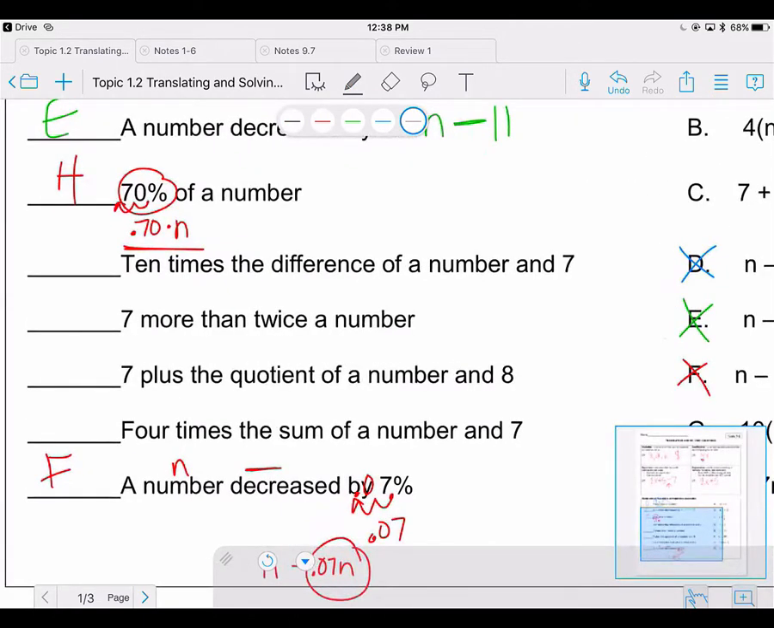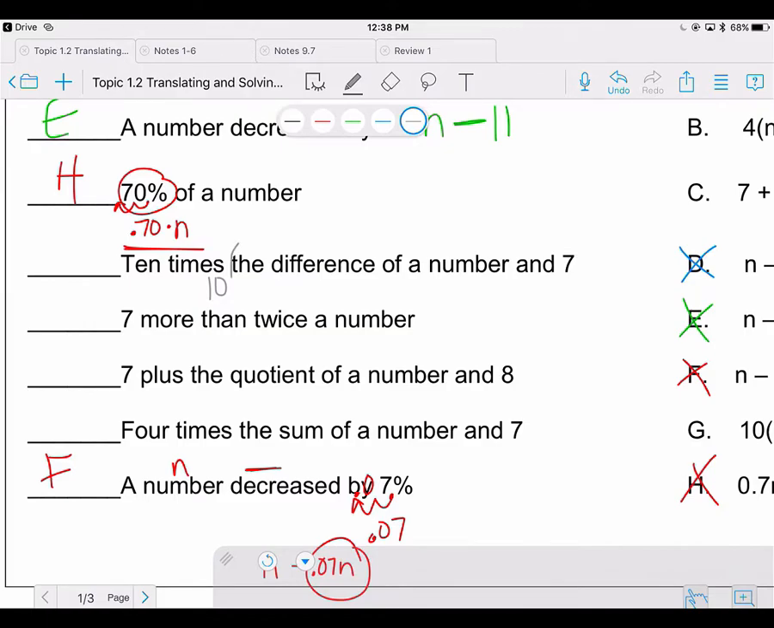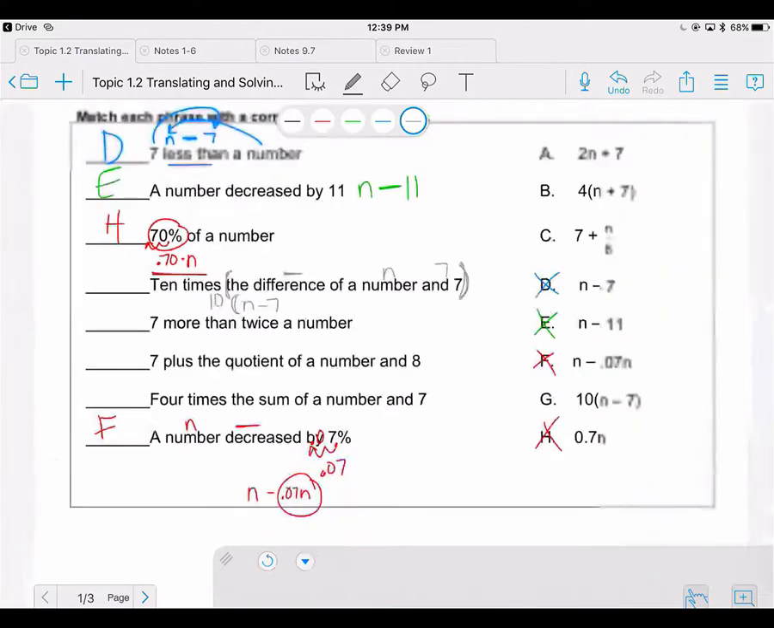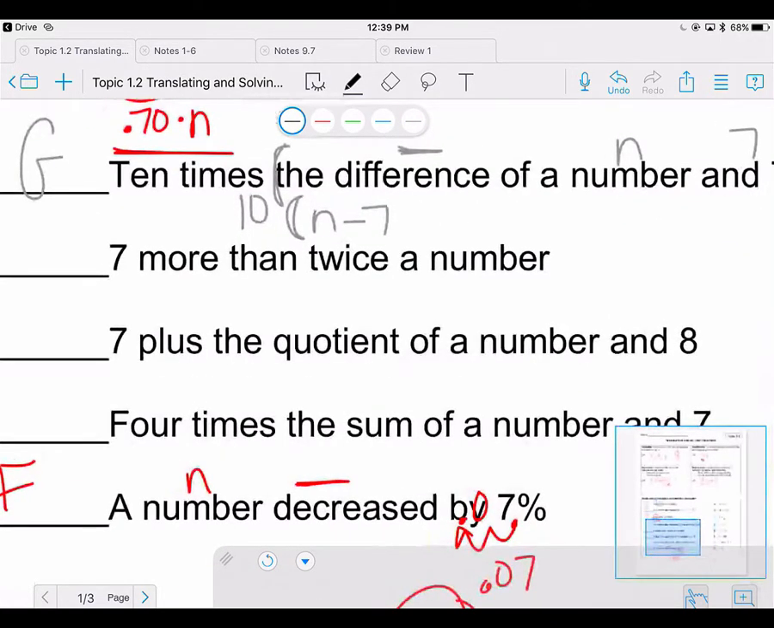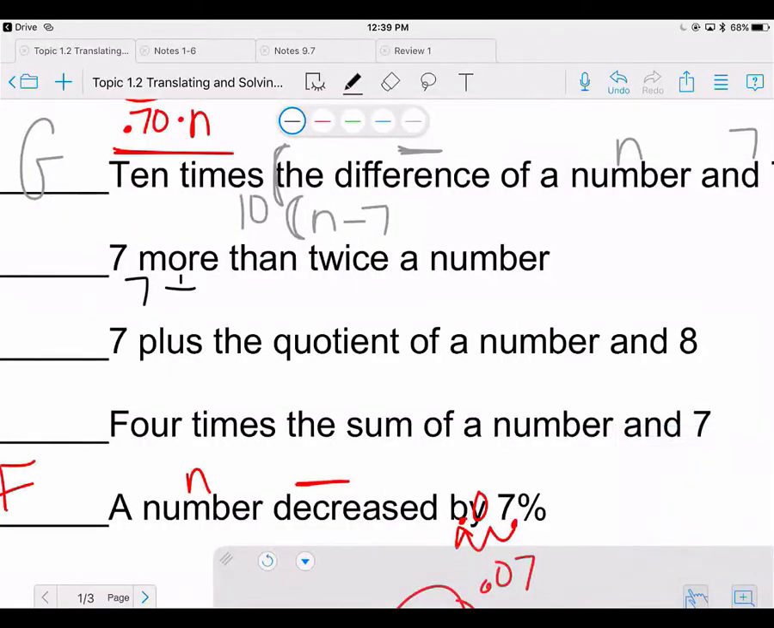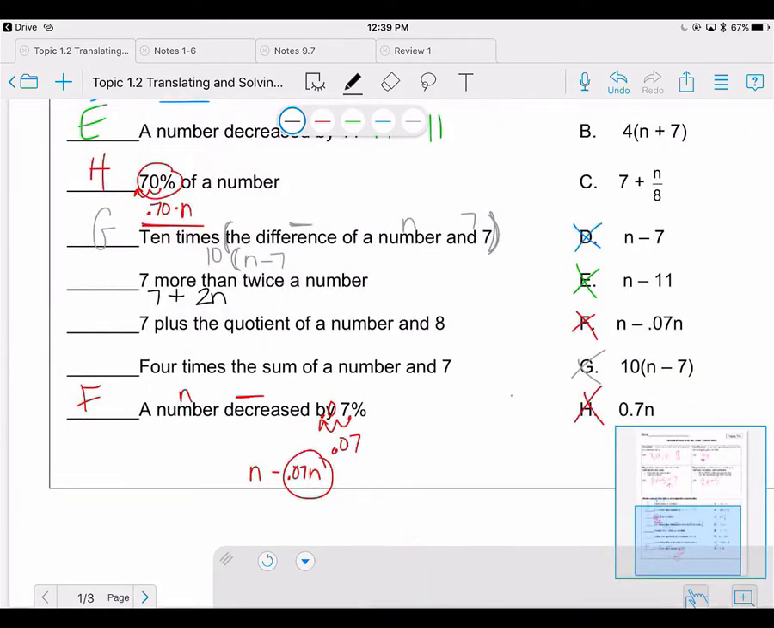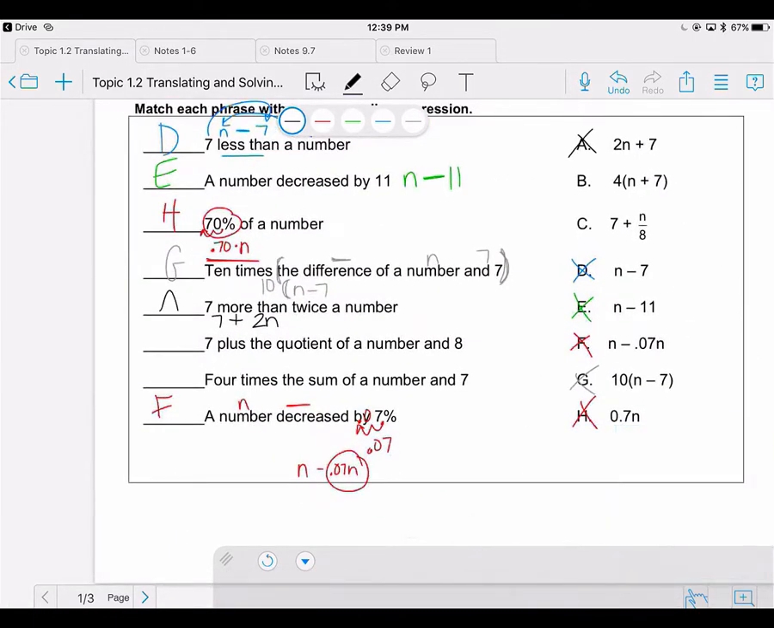Coming back up to the top, 10 times the difference. Anytime you see sum or difference, it needs to go in parentheses. So 10 times the difference of a number and 7. Difference tells us to subtract, number and 7. So that would be answer choice G. 7 more than means plus. Twice a number means 2n. So that would be answer choice A. Again, than is a turnaround word, so you can switch 2n and 7. With plus, it doesn't matter if you turn them around. Less than absolutely matters.